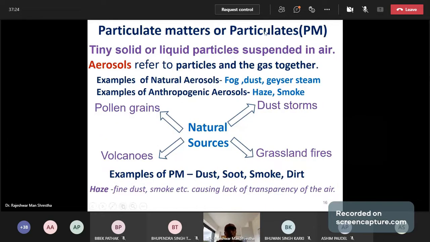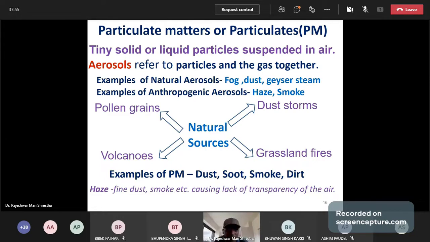Now, particulate matter, or particulate, simply called PM. In simple form, tiny solid or liquid particles suspended in air are known as particulate matter. For example, dust particles and carbon particles in the air are called particulate matter. When particles and gas are combined, the form is called aerosol. Aerosol means the combined form of particles and gas together.